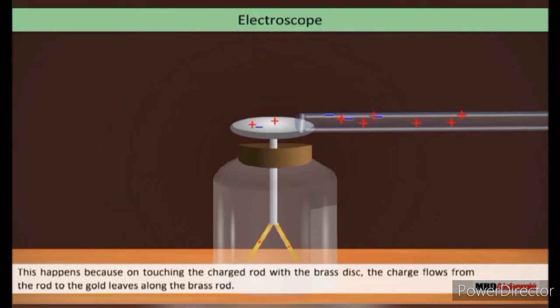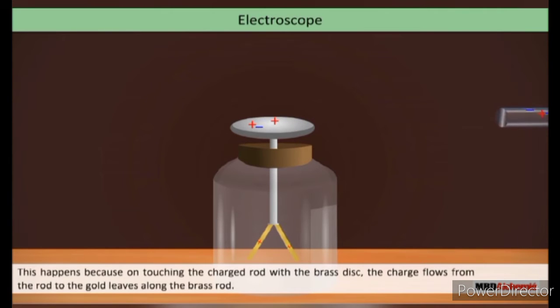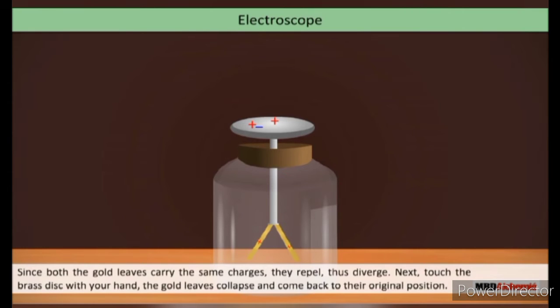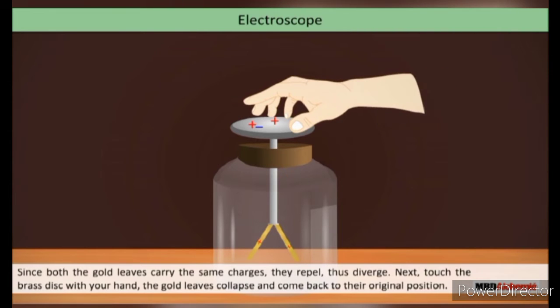This happens because on touching the charged rod with the brass disc, the charge flows from the rod to the gold leaves along the brass rod. Since both the gold leaves carry the same charges, they repel, thus diverge. Next, touch the brass disc with your hand. The gold leaves collapse and come back to their original position.